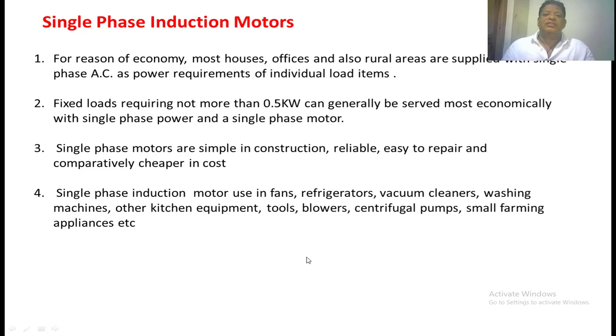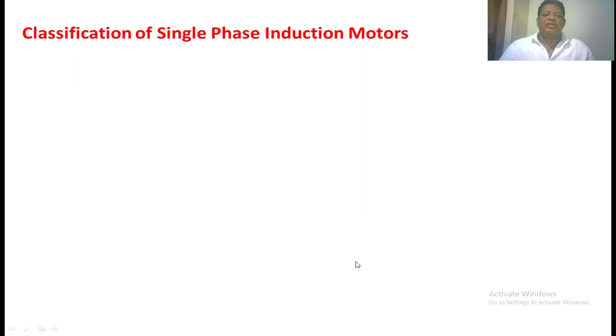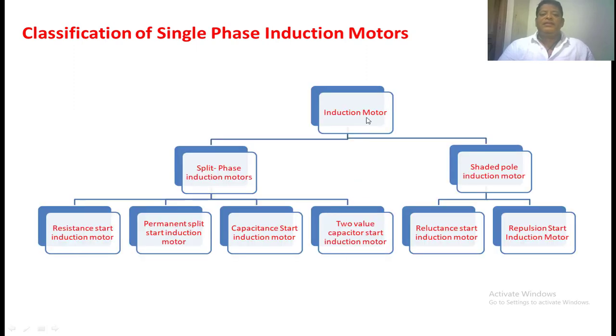What is the construction of the single phase induction motor? First, we are seeing the classification of the single phase induction motor. It can be classified broadly into two types. One is the split phase induction motor, another one is the shaded pole induction motor. Under split phase induction motor: resistance start induction motor, permanent split capacitor induction motor, capacitor start induction motor, and the last one is the two value capacitor induction motor. Another name for this one is the capacitor start capacitor run induction motor.